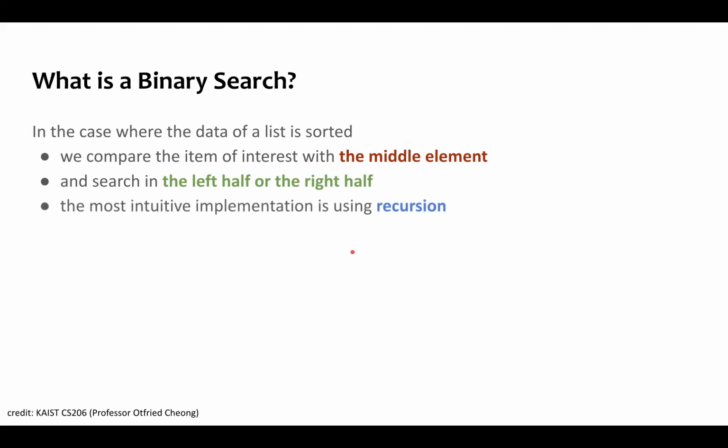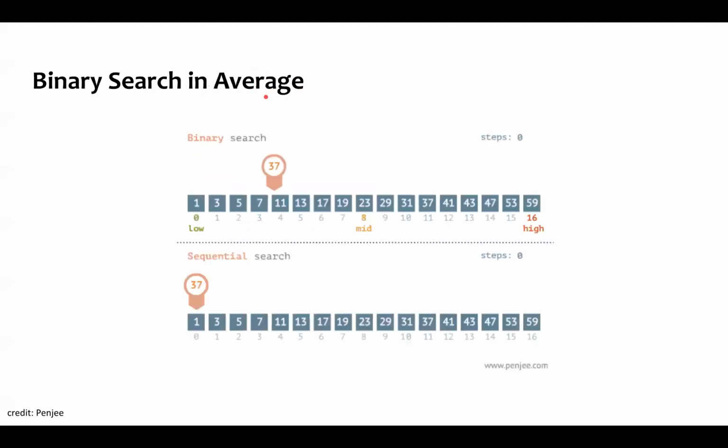So that is the strategy. One of the most intuitive implementations is using recursion. And as I told you before, we are making a binary decision in every step. That is the reason why we call this binary search, all right?